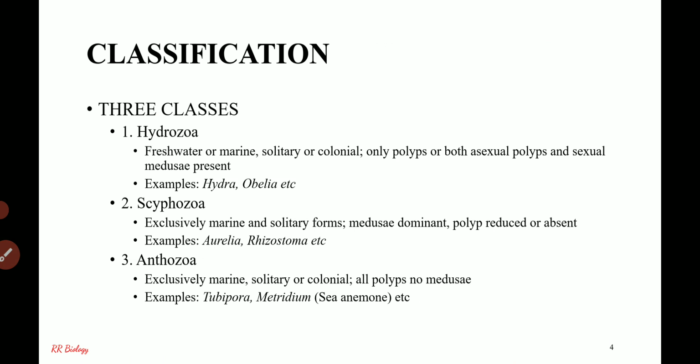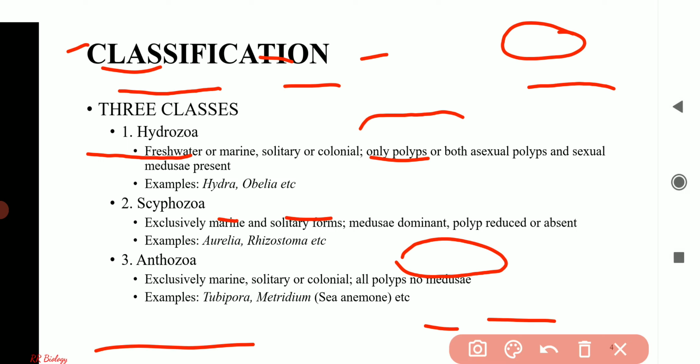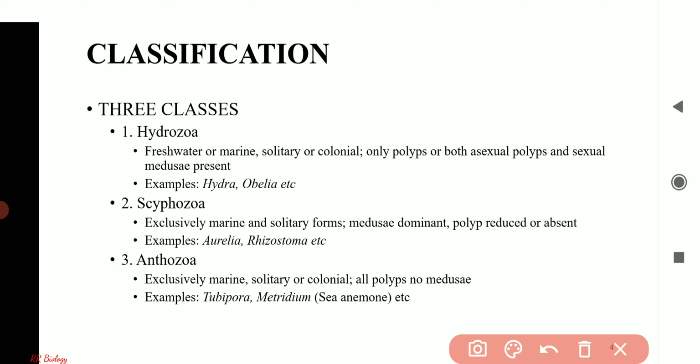Now let us shift to the classification of Coelenterata. There are three classes. I am going to discuss this classification up to the class level only. The three classes are Hydrozoa, Scyphozoa, Anthozoa. You can easily memorize these. I remember them like this: HSA. Hydrozoa is one class, Scyphozoa another class, Anthozoa one other class.